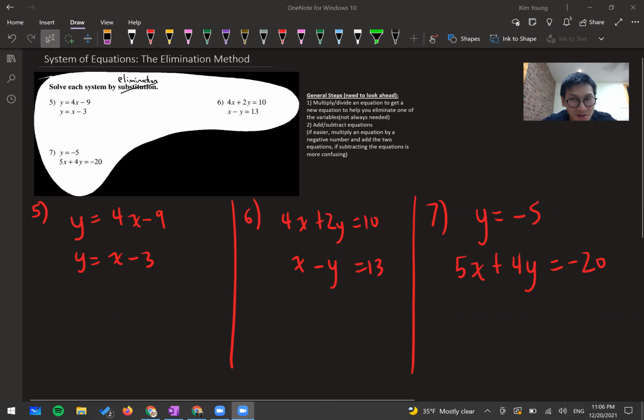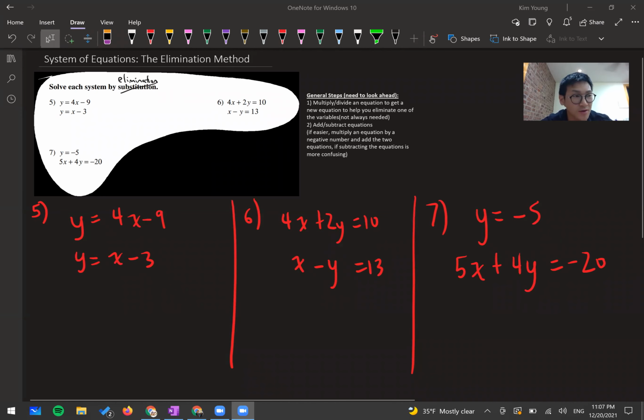Back-to-back videos. If you haven't checked out my substitution method video, check that out. I'm going to do the same questions again, but with the other method, the elimination method. This will convince you that the math does work. Now you're going to solve each system by elimination, and here are some general steps.